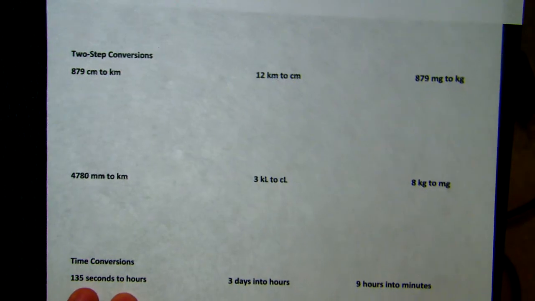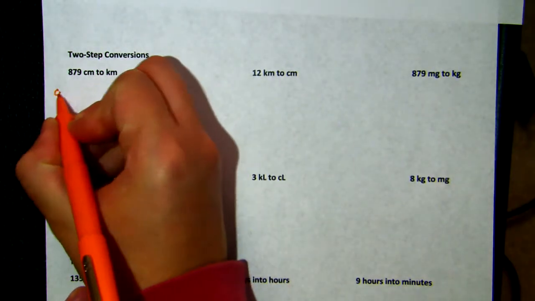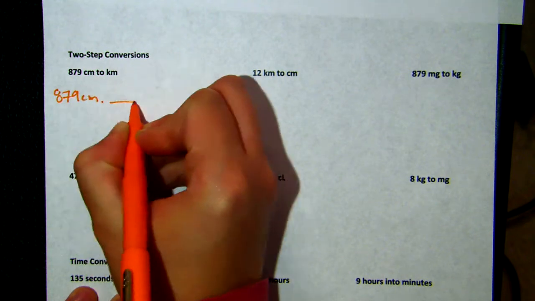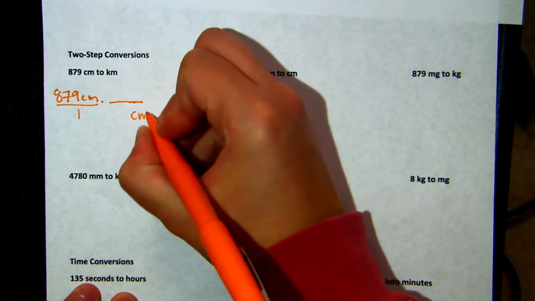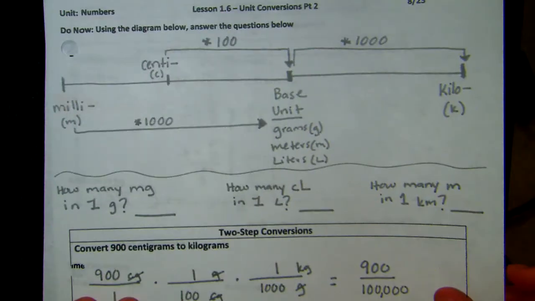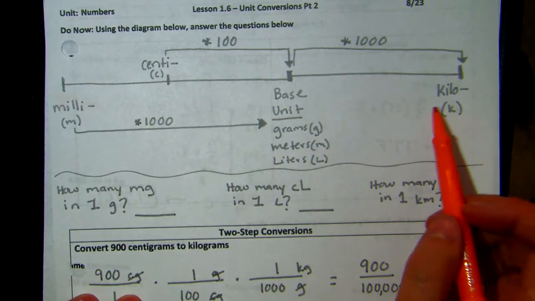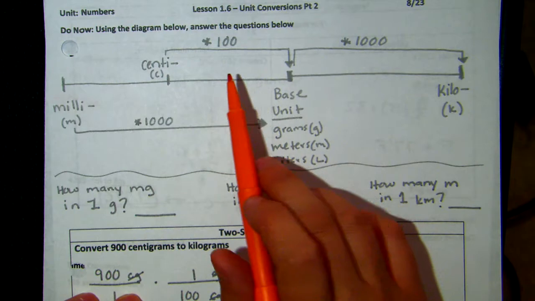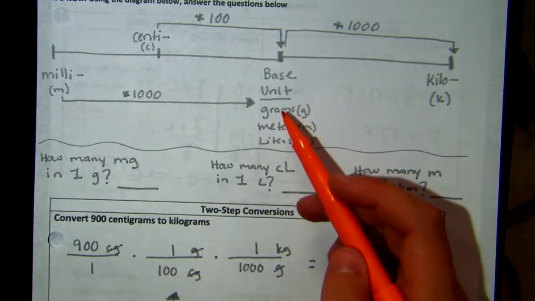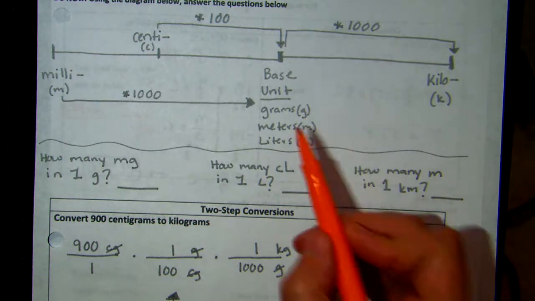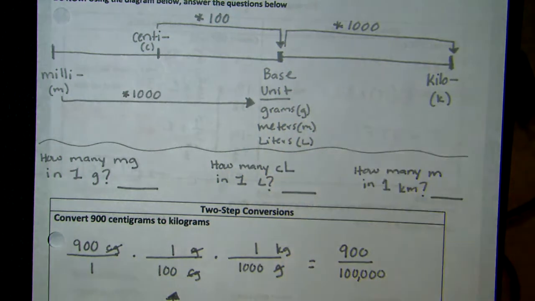So from the 2-step conversions, we start with 879 centimeters, and we're going all the way to kilometers. So let's set this up first. So if I have centimeters up here, I know I'm going to want centimeters down here. Let's look at our chart. So I'm trying to get from centi to kilo. I don't know exactly how many are between centi and kilo, right? There's not a line that tells me that, but I do know that there are 100 centimeters in 1 meter, and I know that there's 1,000 meters in 1 kilometer. So I'm going to use meters as my go-between between the two.